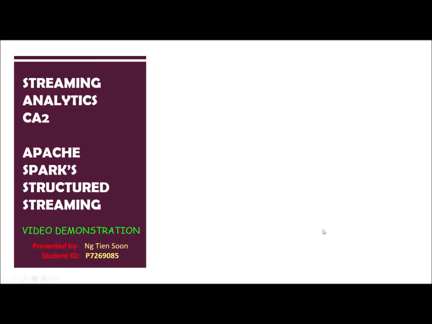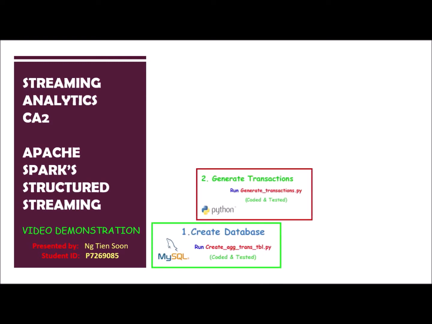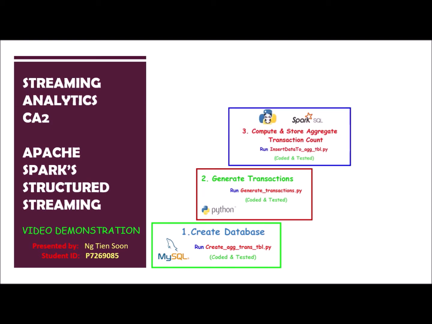The purpose of this video is to demonstrate basic competency in using Apache Structured Streaming API. This presentation will cover 4 main steps. Number 1, create database. Number 2, generate transactions. 3, compute and store aggregate transactions count. And finally, to plot the real-time graph.